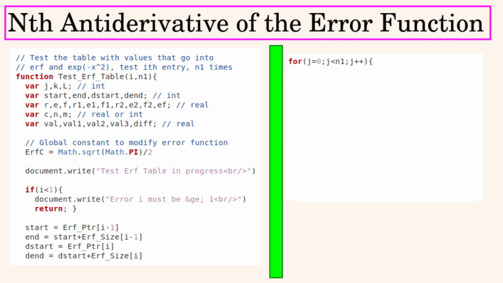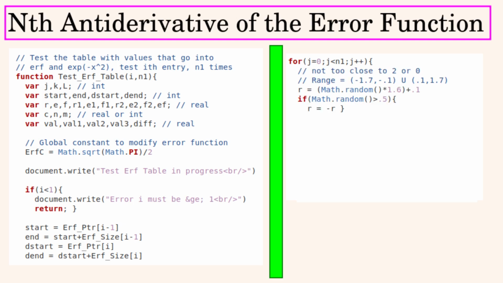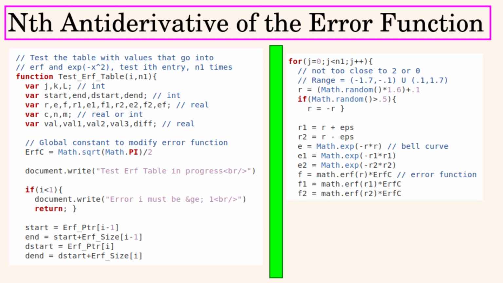We'll make up a loop to test it n1 times, which could be up to 1,000 or just 1, depending on how much you've debugged it. We'll get a good range for the input variable here, which we'll call r for random. It's good for it to be not too close to 0. We'll get two variables that are extremely close to r, and that will be used for numerical differentiation. Then we'll calculate the value of e or bel for each of these variables. And then we'll get the error function for each of these variables.